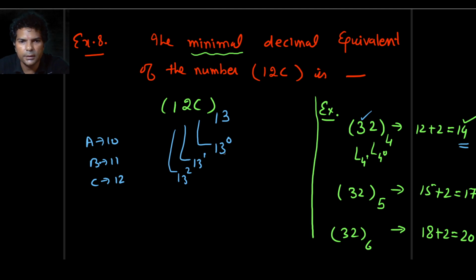So 13 to the power 0 multiplied by C, that is 12. 13 to the power 1 is 13 multiplied by 2, that is 26, plus 13 squared, which is 169. So 169 plus 26 plus 12, the answer is 207. This is the minimal decimal equivalent.